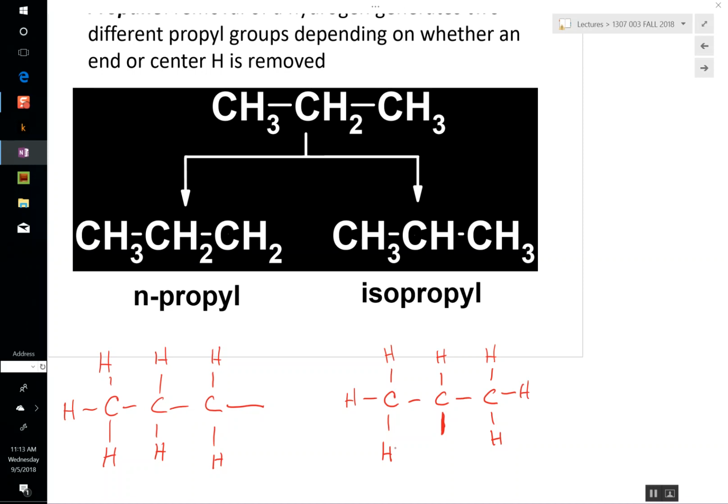And then when you get up to 4 carbons, it gets even trickier. This thing here can give rise to 4 different substituents. This is a butyl group, and if I take a hydrogen off of there, this is butane. This is butane. That's a compound. That's an alkane. But we're going to take a hydrogen off of the end, and it's going to be a butyl group.